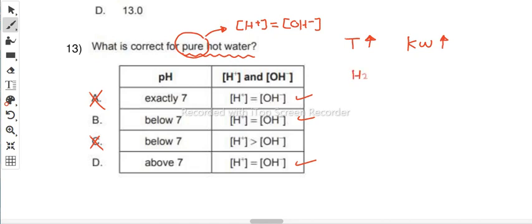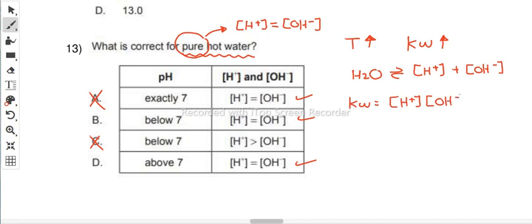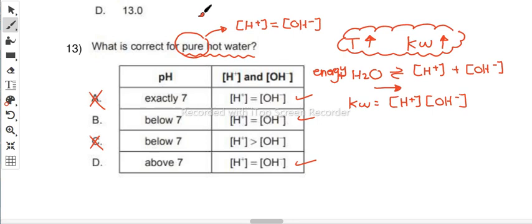Referring back to the decomposition of water, which is the autoionization that forms both H positive and OH negative, Kw equals the concentration of the hydrogen ion multiplied by the OH negative. Since this reaction is endothermic, the energy is part of the reactants. So when the temperature increases, the chemical equilibrium will shift to the right, and this causes Kw to increase. The relationship between T and Kw is directly proportional.